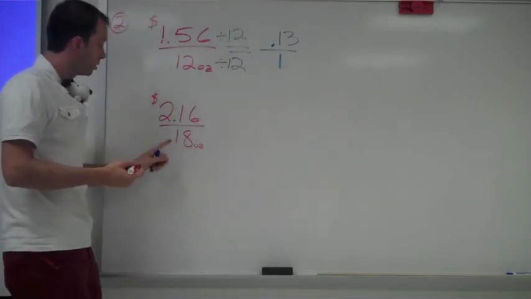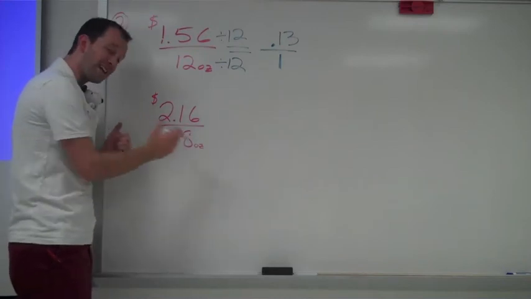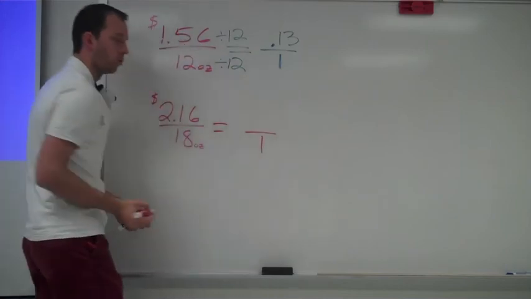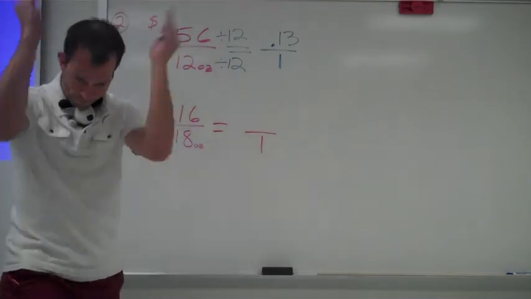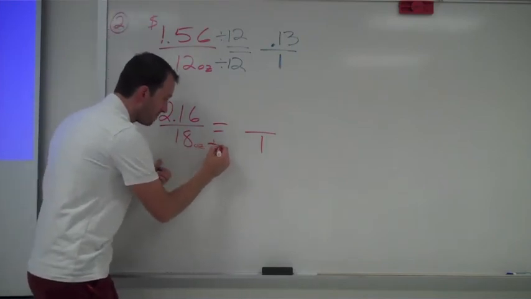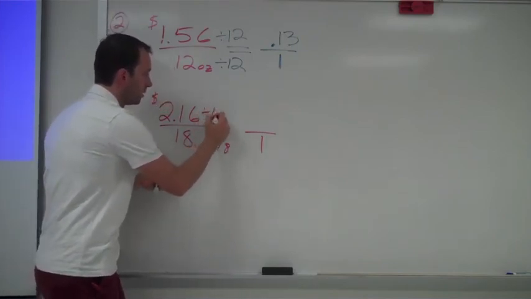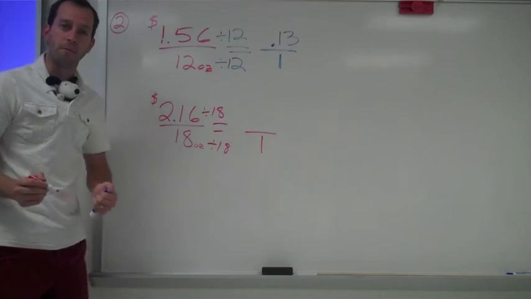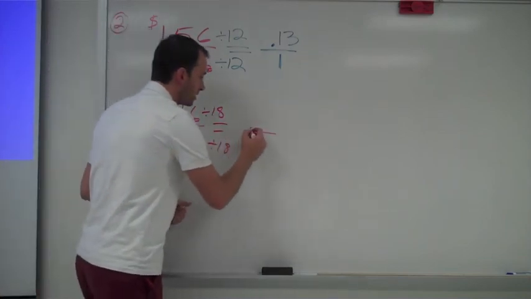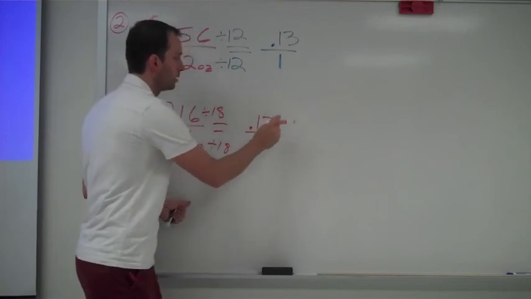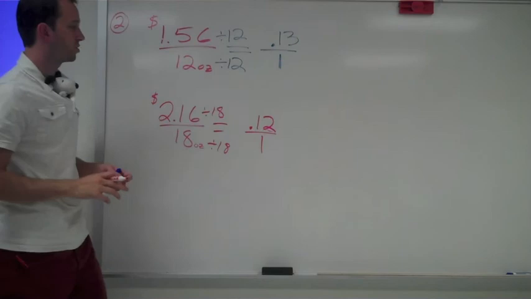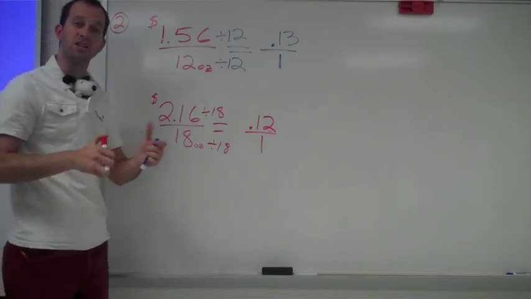Down here on the second one, the 18-ounce bottle, we're going to want to do the same thing. We want it to have a denominator of 1. To do that, we divide by, you're right, 18. So let's divide by 18 on top and on bottom. 216 divided by 18 this time is going to be 0.12.